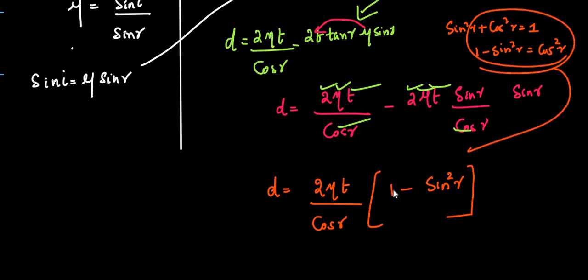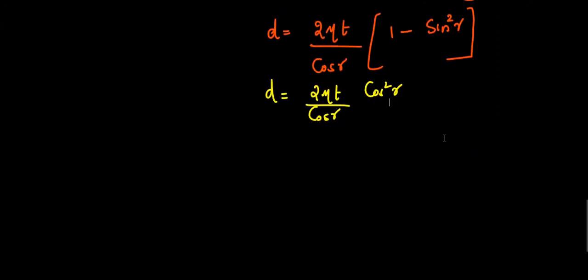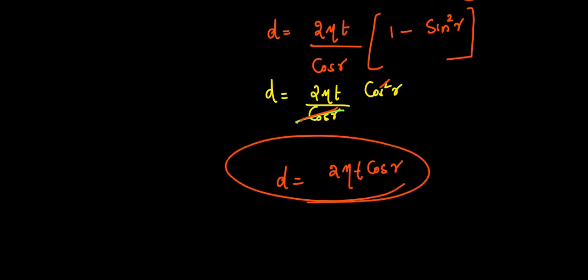So I'm going to put it here. I'll get d is equal to 2 mu t by cos r into cos square r. Here we have a cos r, and we have a square here. So d is equal to 2 mu t cos r. So we have the simplified equation from the figure, d is equal to 2 mu t cos r.